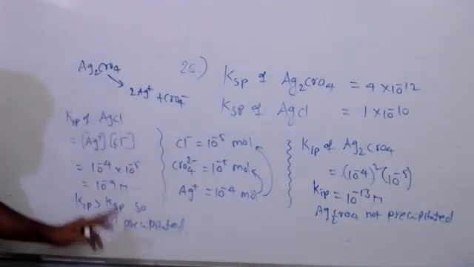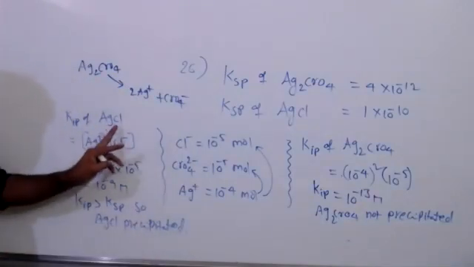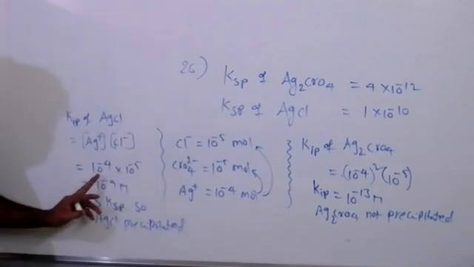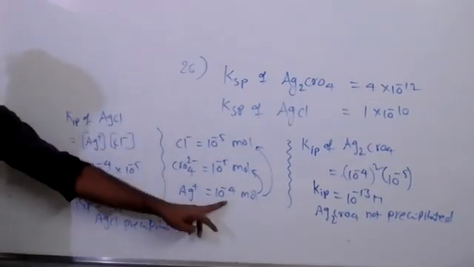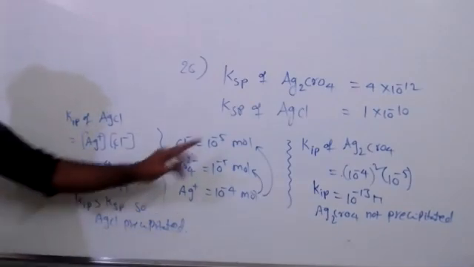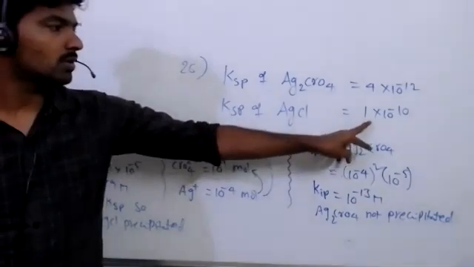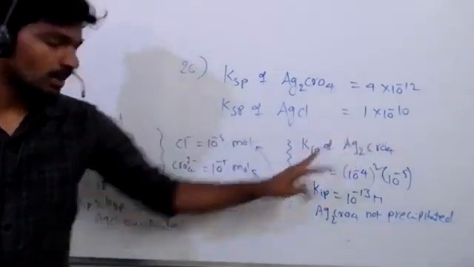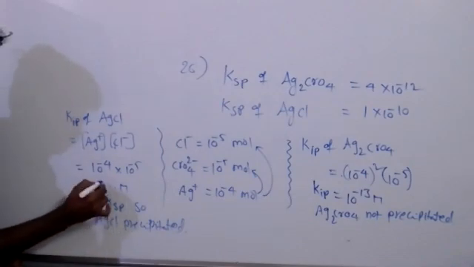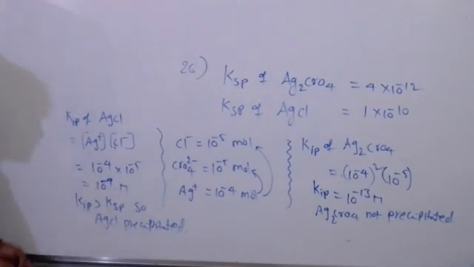Here compare AgCl. Ag plus concentration, Cl minus concentration: 10 power minus 4 into 10 power minus 5. We got 10 power minus 9. Compare this value with the solubility product of AgCl, which is 10 power minus 10. This 10 power minus 9 is the bigger value. The ionic product is bigger, so precipitation takes place.